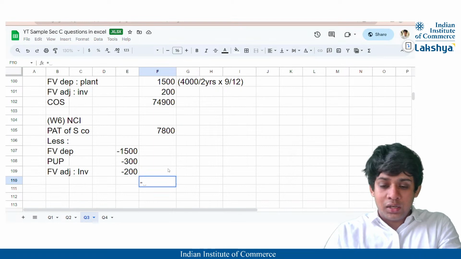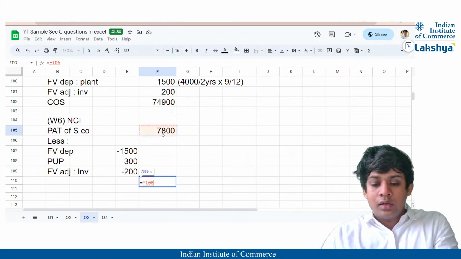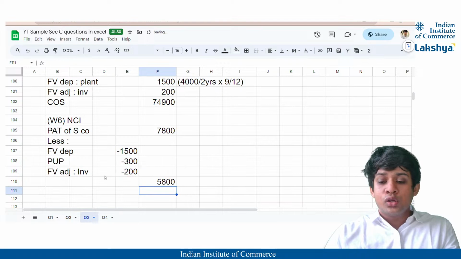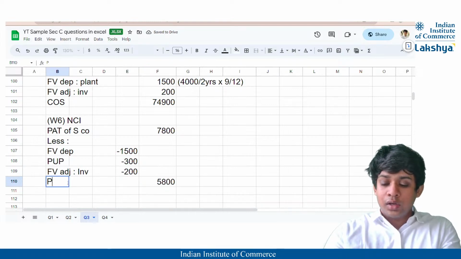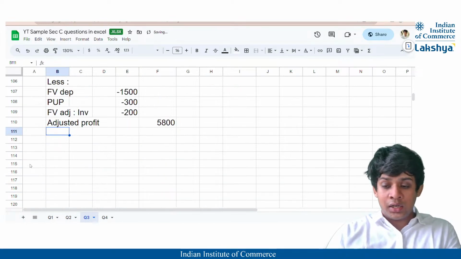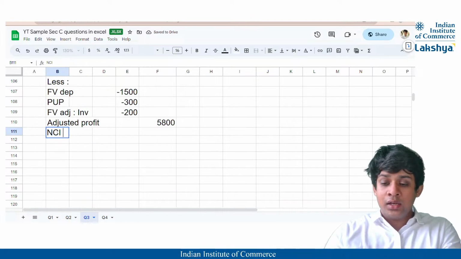So it will be nothing but 7,800 minus 1,500 minus 300. Sorry, I'll not put minus. I'll just do 7,800 minus 1,500 minus 300 minus 200, right? So the profit, adjusted profit, is nothing but 5,800 and we will take the NCI.